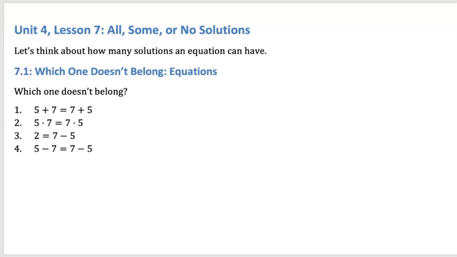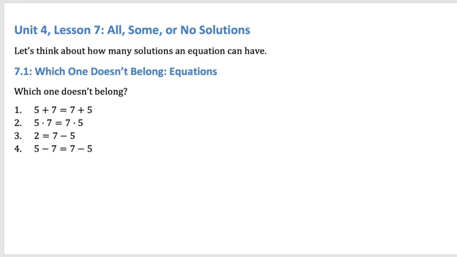Okay, so we are starting lesson 7, all, some, or no solutions. In your lesson today, we're going to be talking about how many solutions an equation can have. Up to this point, our equations have had one solution, like x equals 5 or y equals negative 10. Today you're going to look at the possibility that an equation may have more solutions or none at all.